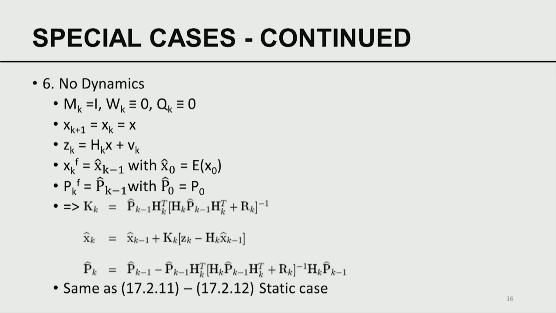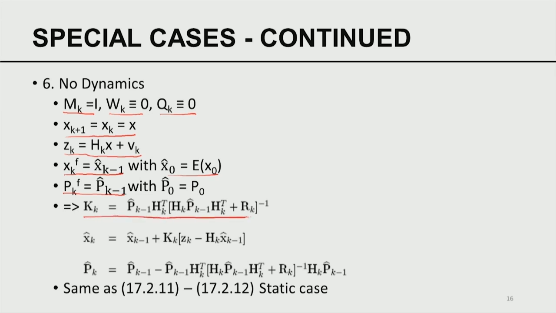Now let's consider when there is no dynamics, the static case. When there is no dynamics, it means there is a static case. That means Mk is I, wk is 0, Qk is 0. There is no model noise, there is no model noise covariance. There is no Mk, Mk is I, in which case x_{k+1} is equal to x_k, and zk is equal to Hk x plus vk. That is a static case, because there is no dynamics, there is only one time k. So in which case the forecast is equal to analysis, this is the initial covariance, and the present forecast is equal to the previous analysis.